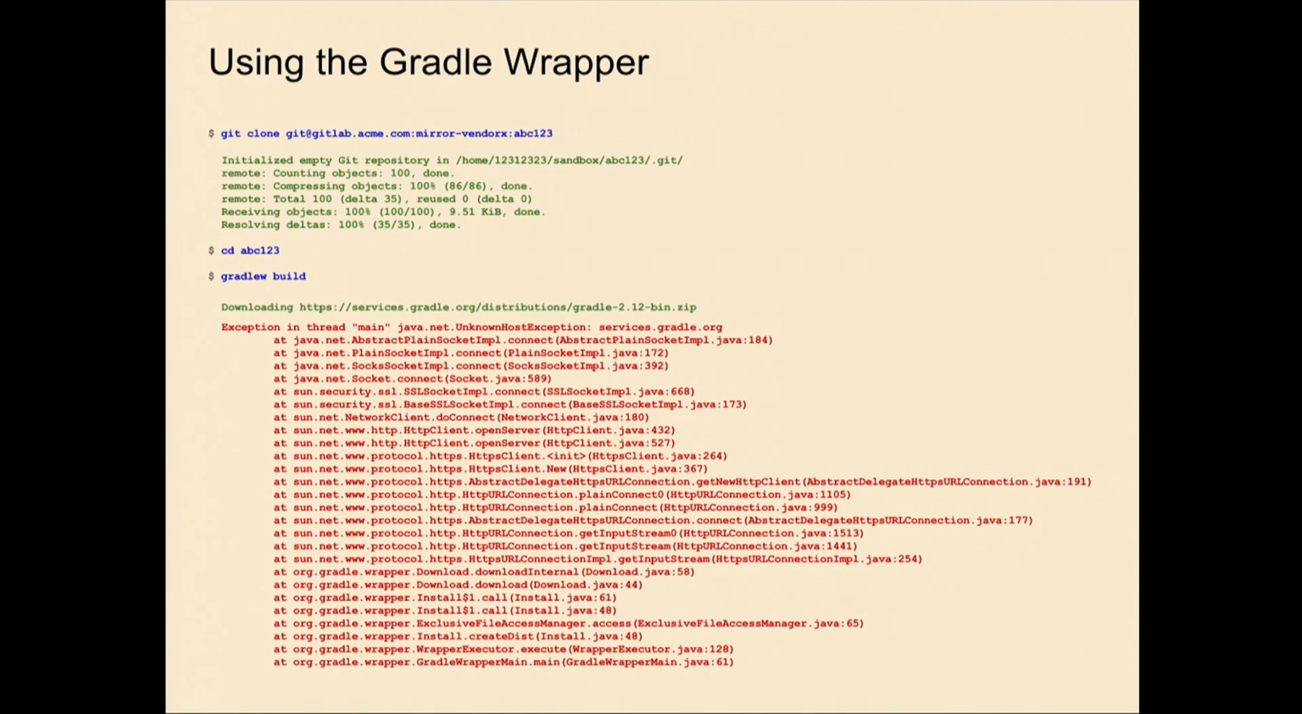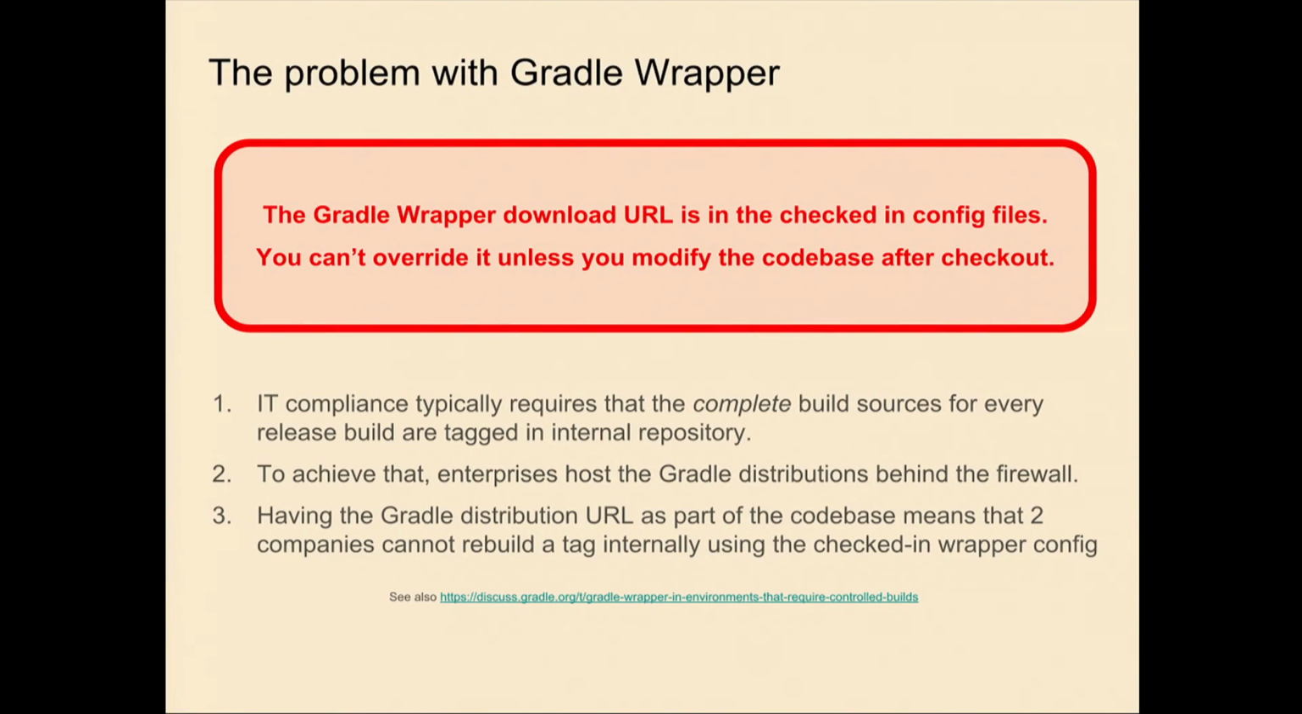And the reason it breaks is because compliance doesn't like us loading stuff from the internet. So typically people in corporate environments cannot download stuff from the internet. That's why they have an internal wrapper. But the Gradle Wrapper download URL is checked in. So if you're sharing code with a vendor, the wrapper works either for you or for them.